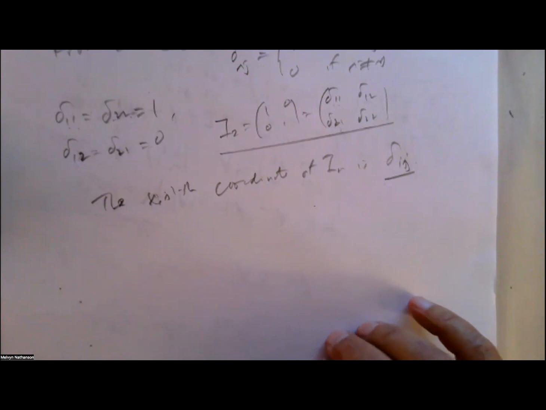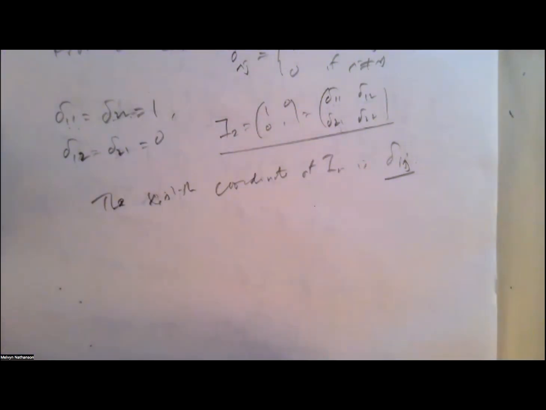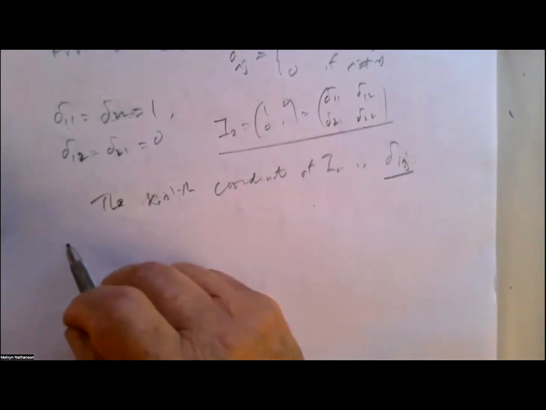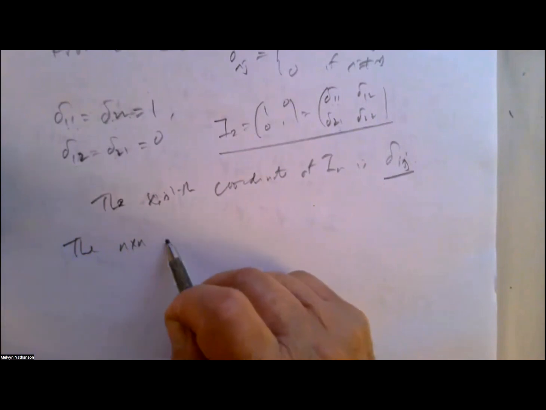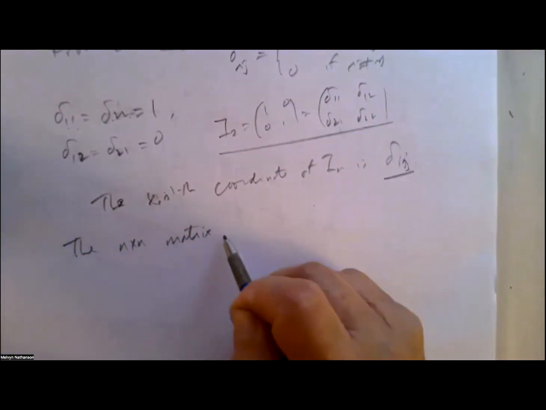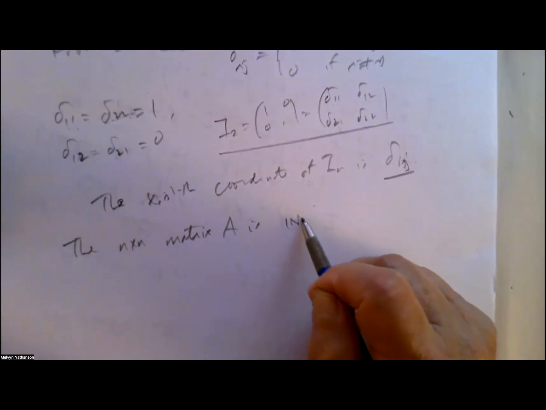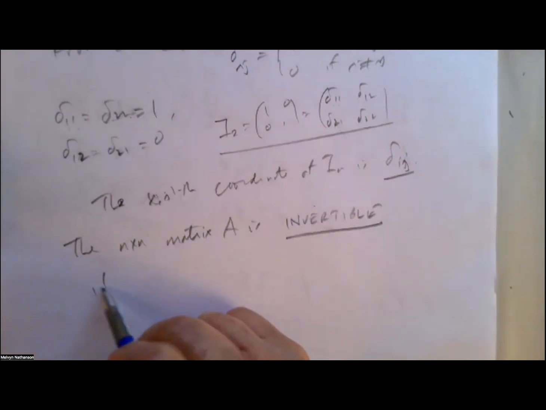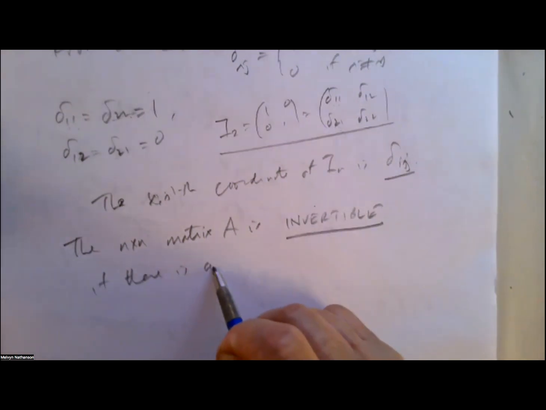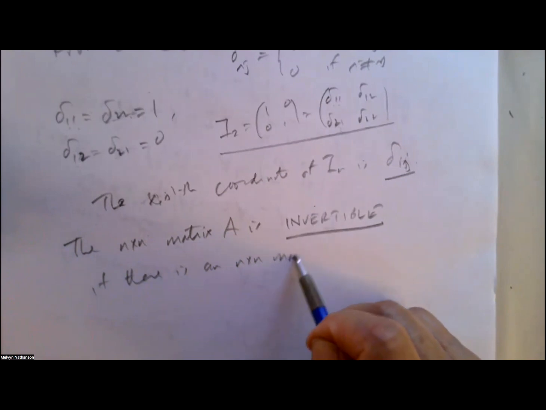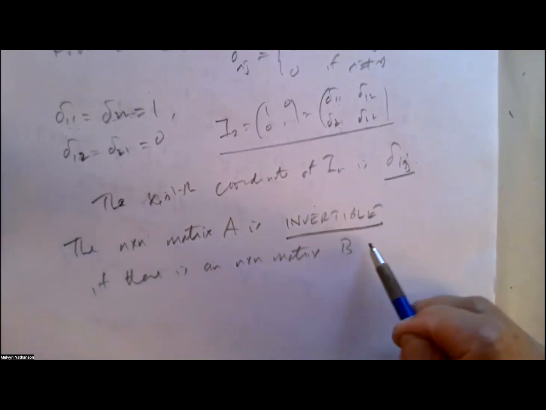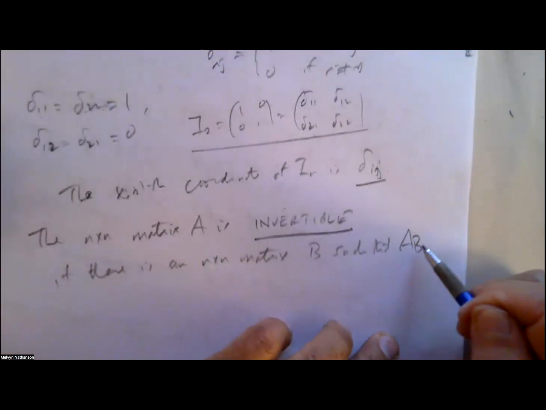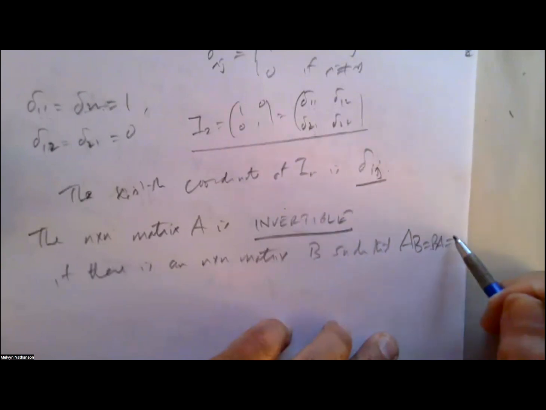Let me just add a few other things. This is all basic matrix theory. The n by n matrix A is said to be invertible if there is an n by n matrix B such that AB equals BA equals the identity.